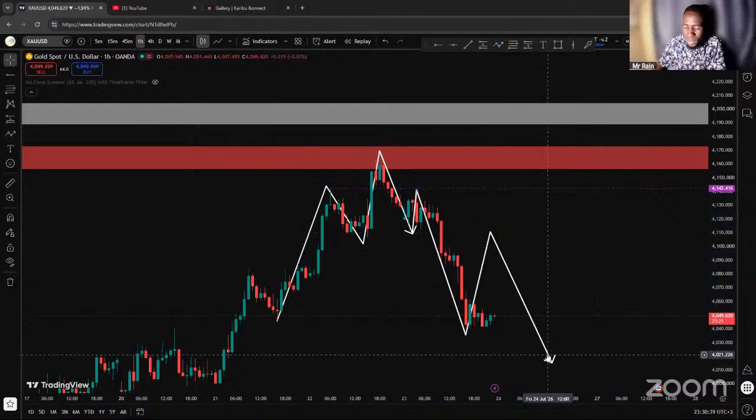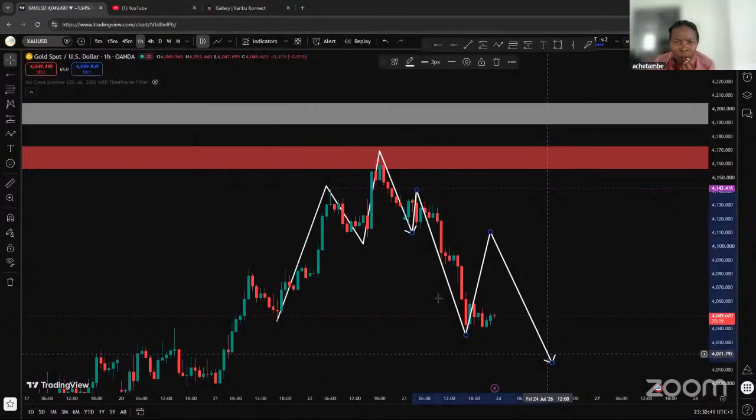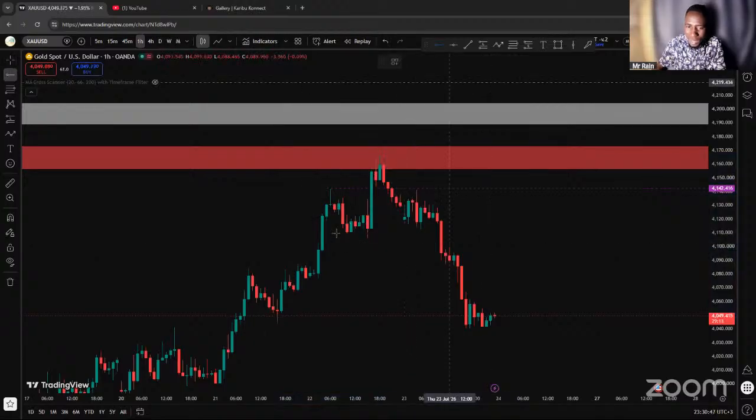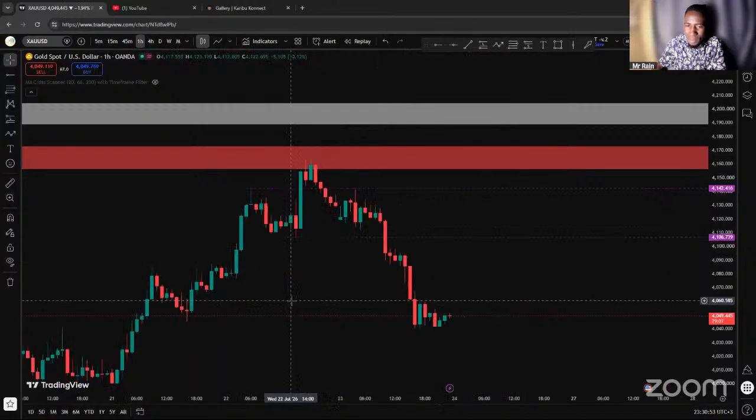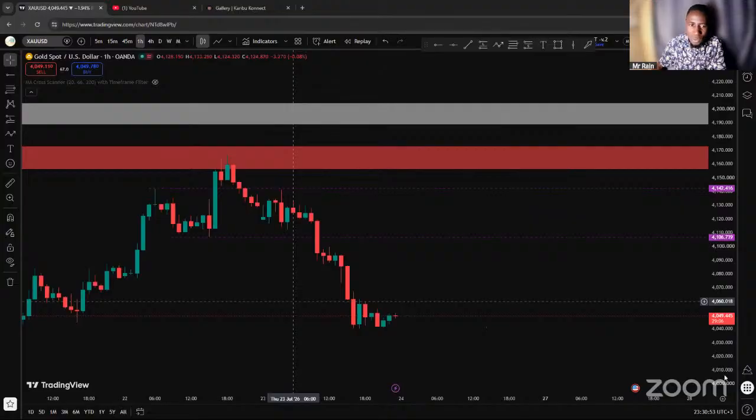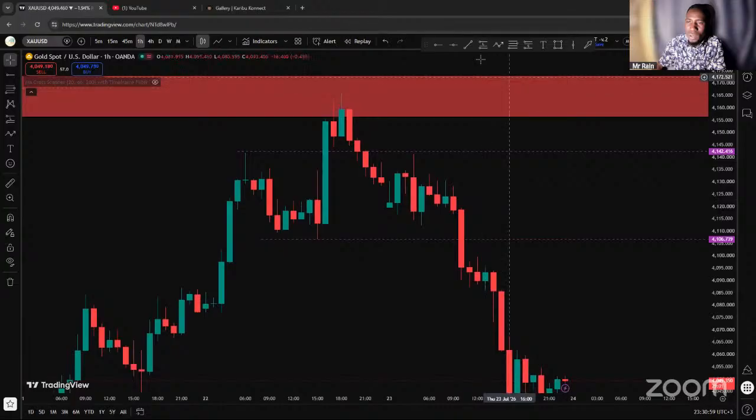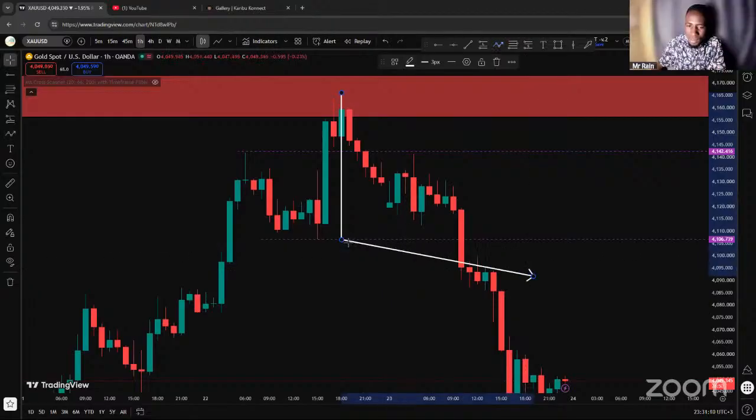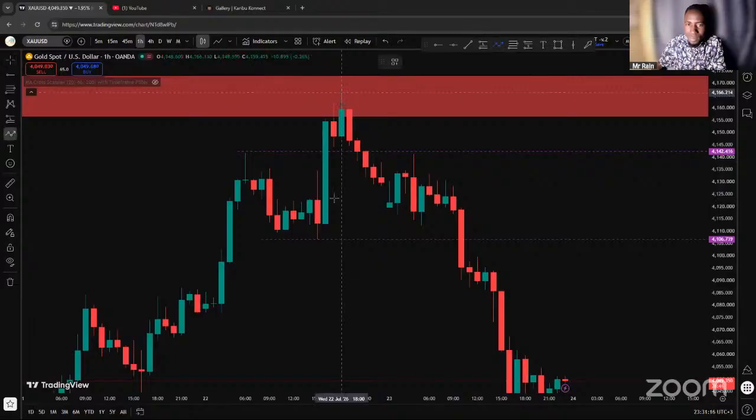Most of the time, when I identify that, I normally come down to this neckline here, then I put a line here. And if I measure from the head, price normally drops the same distance from where the head started to the neckline. When you measure like this, you will see. And you measure like that.